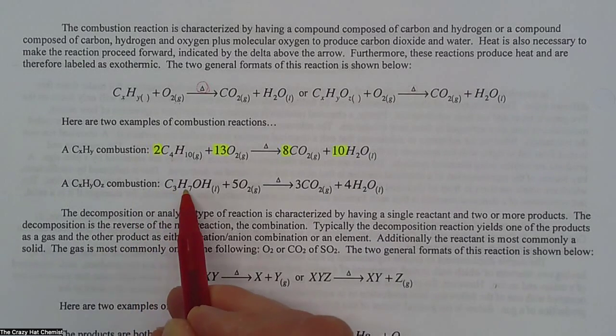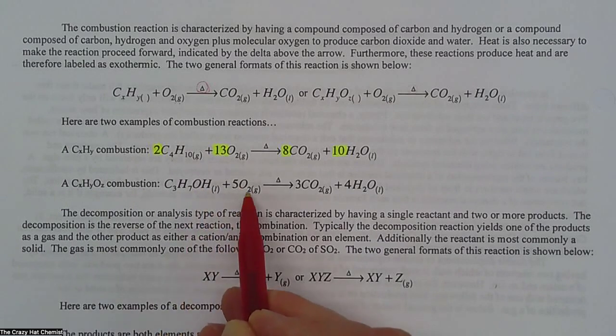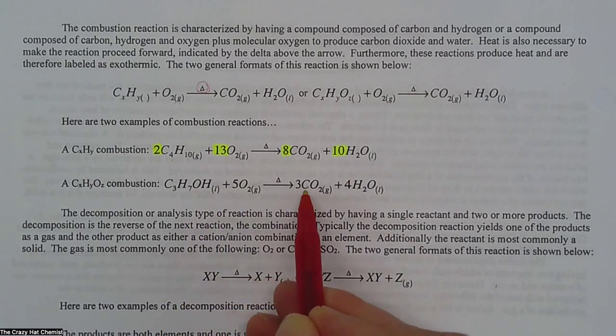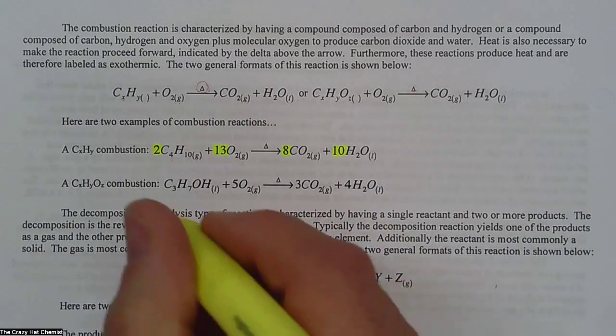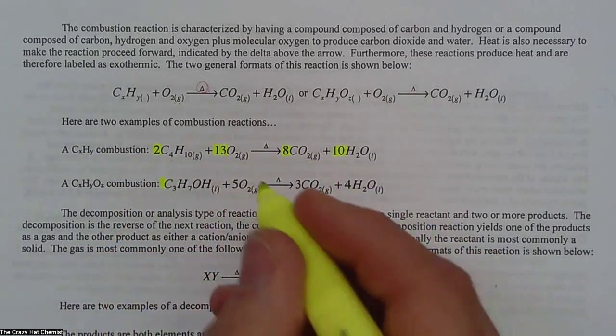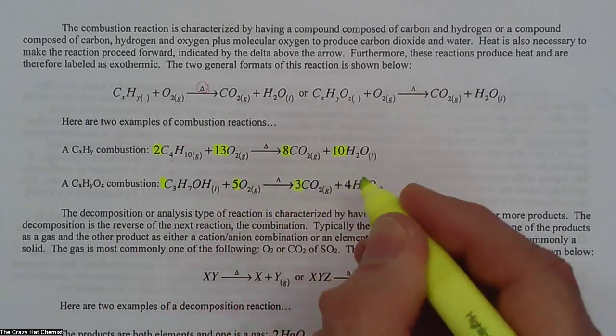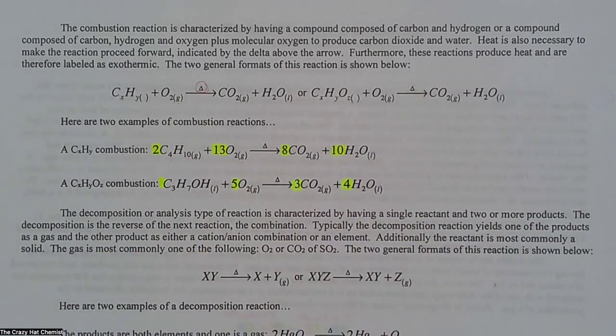This is C3H7OH. This is an alcohol plus oxygen yields carbon dioxide and water. This also has stoichiometric coefficients. This is a 1 right there that's assumed. There's a 5, a 3, and a 4. Again, the stoichiometric coefficients is something that we'll cover in another video. Okay.